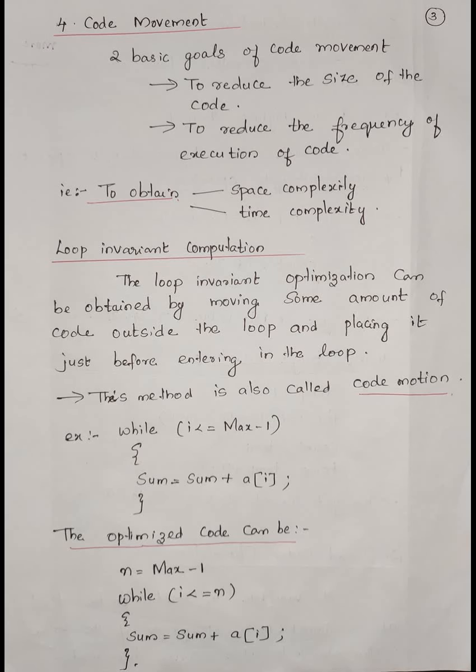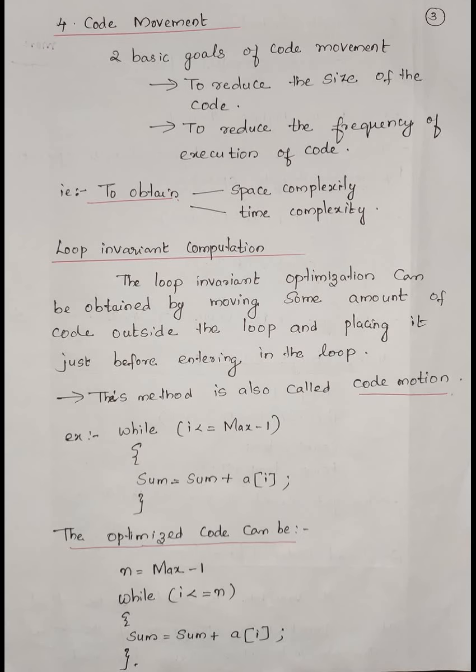Next heading is code movement. Two basic goals of code movement are to reduce the size of the code and to reduce the frequency of execution of code, to obtain space complexity and time complexity benefits. And loop invariant computation can be obtained by moving some amount of code outside the loop and placing it just before entering the loop. This method is also called code motion.